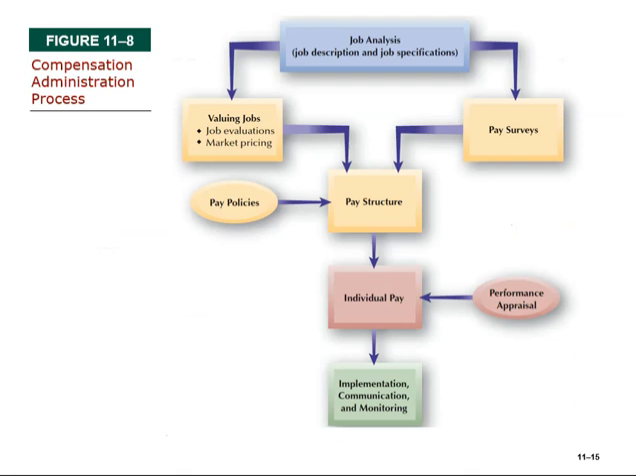This chart here lays out the overall process for compensation administration. It starts off with a job analysis. We talked about that in previous chapters, right? And then we get into trying to determine the value of the job. So you may use job evaluations, you may use market pricing, you can use pay surveys. These are all means of trying to understand the economic worth or value of this particular position.